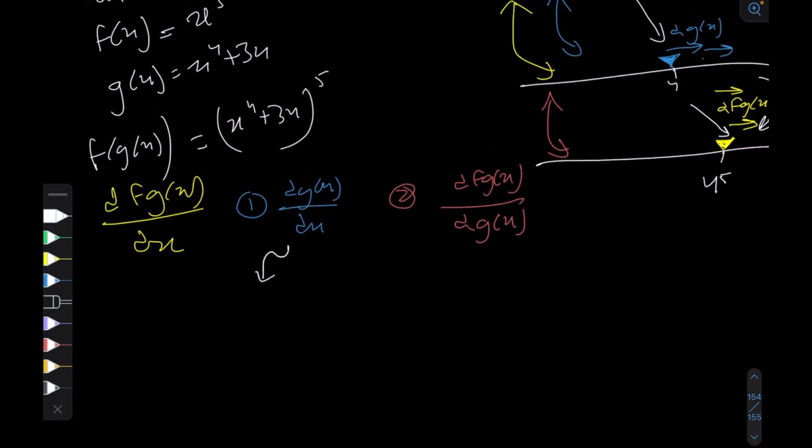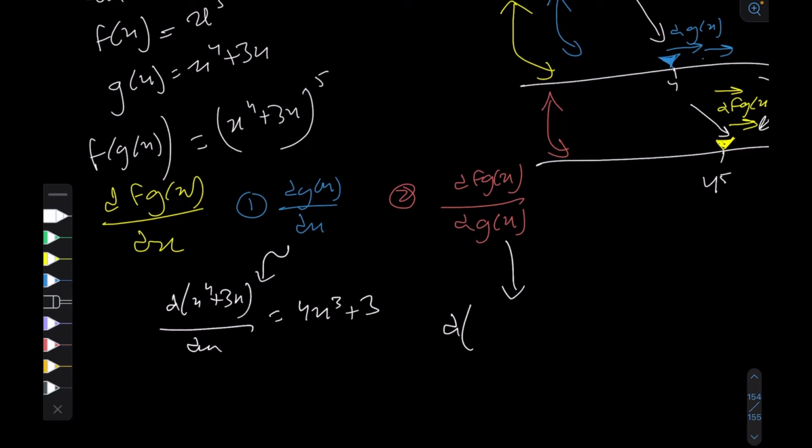We know that the differential of x to the 4 plus 3x over dx would be 4x cubed plus 3. This is just the simple power rule. Let's come to this one. It is asking the question, what is the change in (x to the power 4 plus 3x) to the power 5? So essentially the same equation.